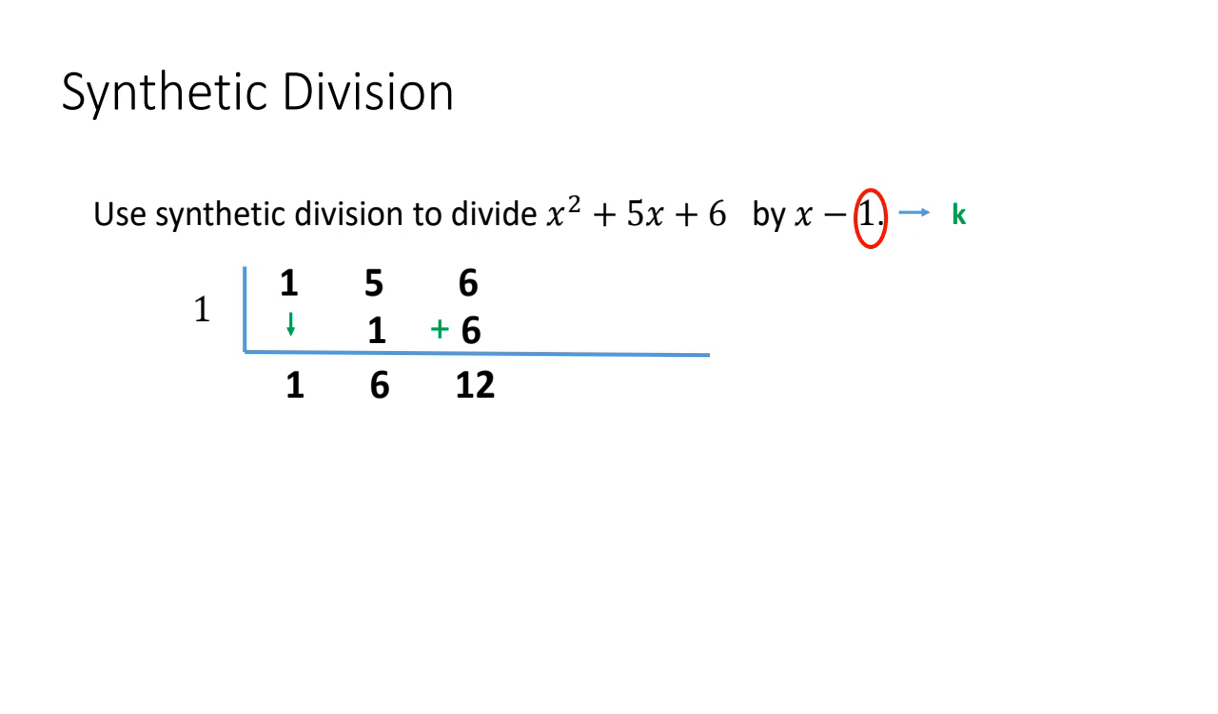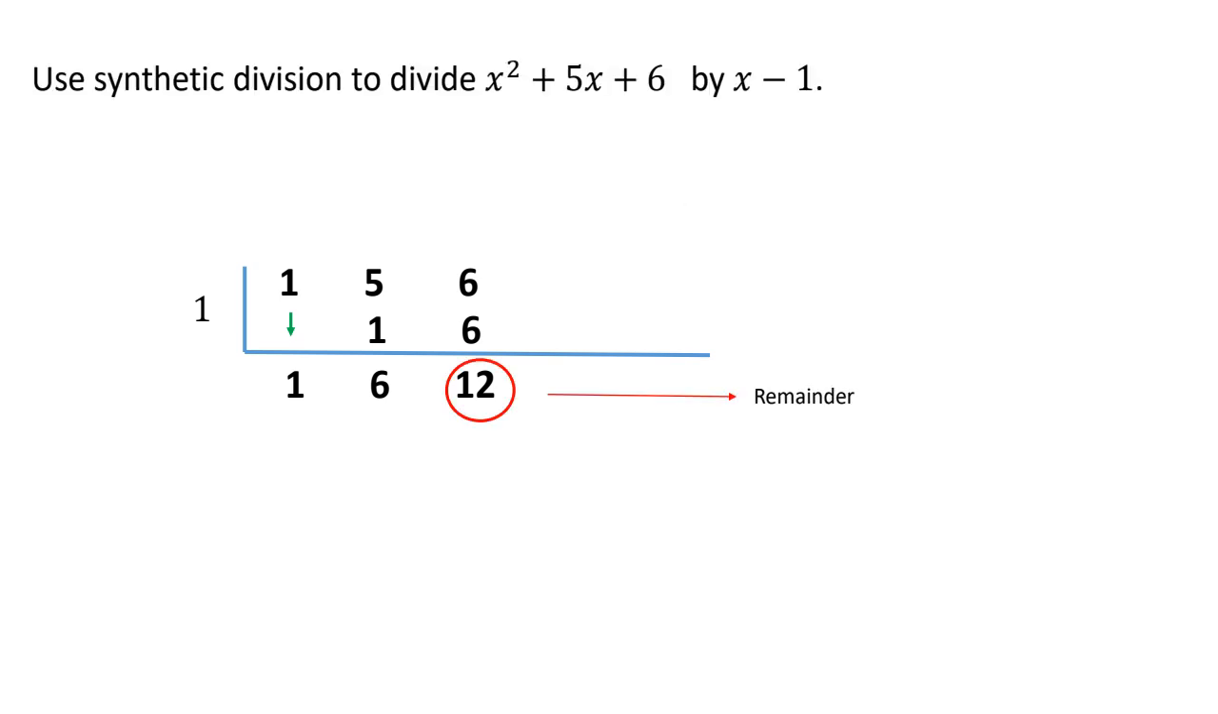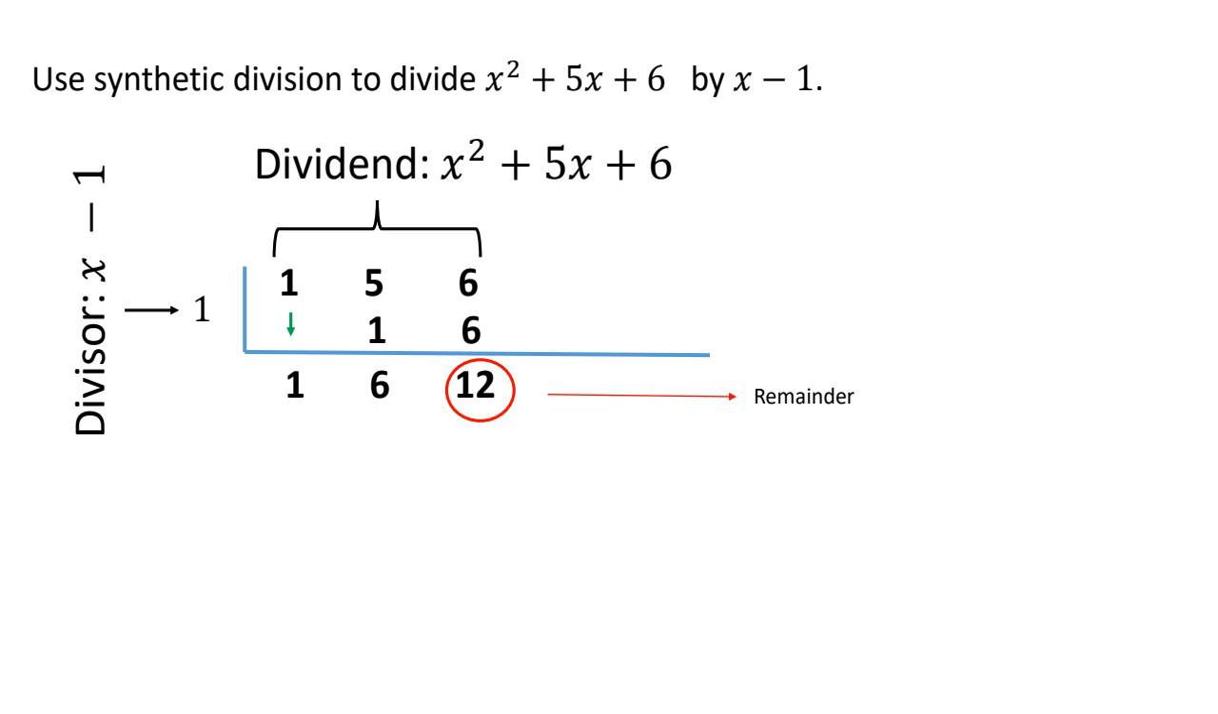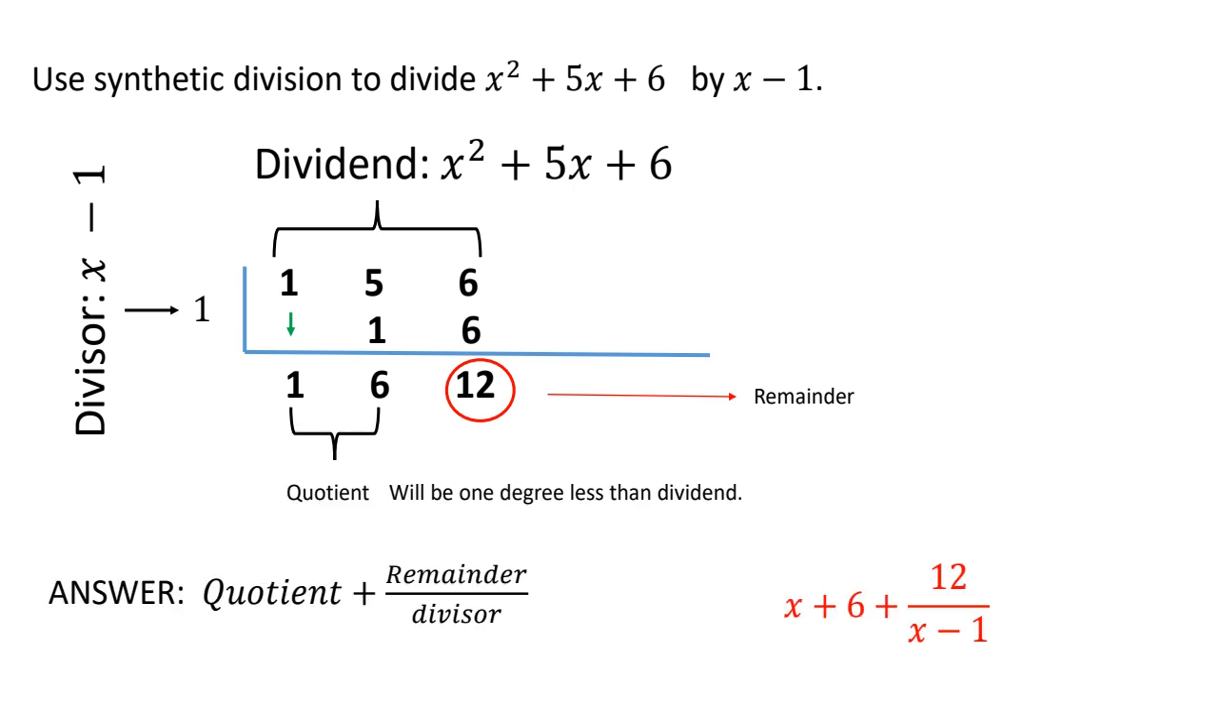So what do I have here? 12 was my remainder. This wasn't 0. I had a remainder. This portion here was the dividend, which was the x squared plus 5x plus 6. But this was my divisor that came from the x minus 1, and my quotient now is on the bottom.